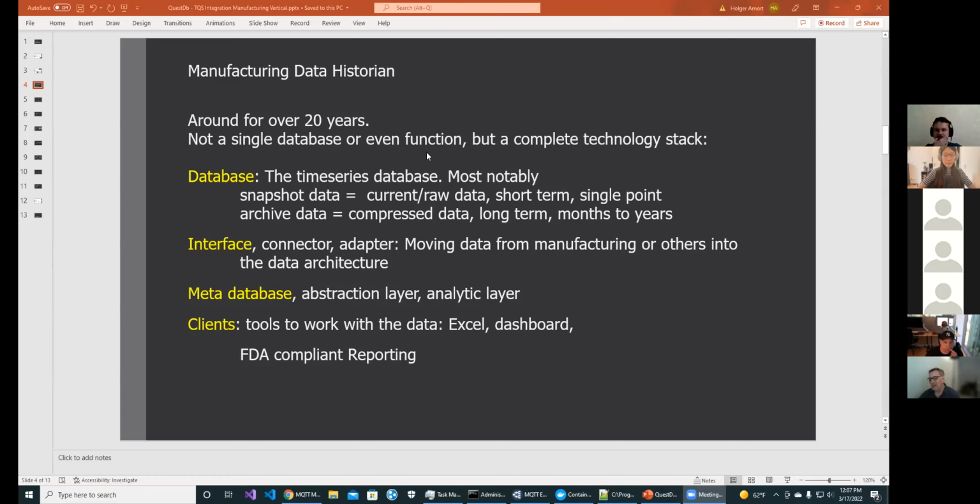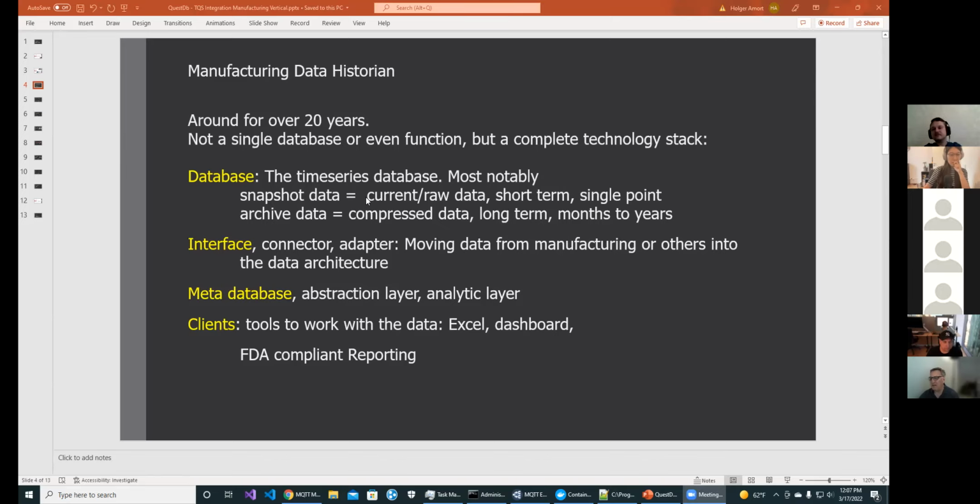Just to explain a little bit about the industry, when you talk about the data historian in manufacturing, it's not a single component. I know that QuestDB is singly focused on time series data, but in manufacturing that's a little bit different, and that has something to do with the technology stack. Yes, there is a database that captures time series data, and most notably, they're storing data as snapshot data, which is the current data stream.